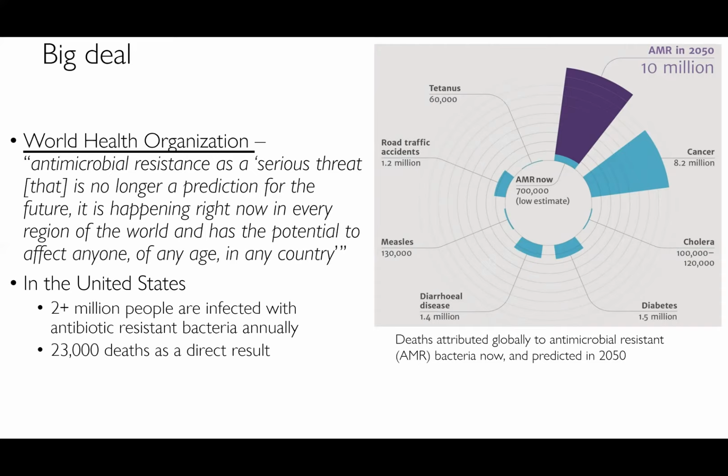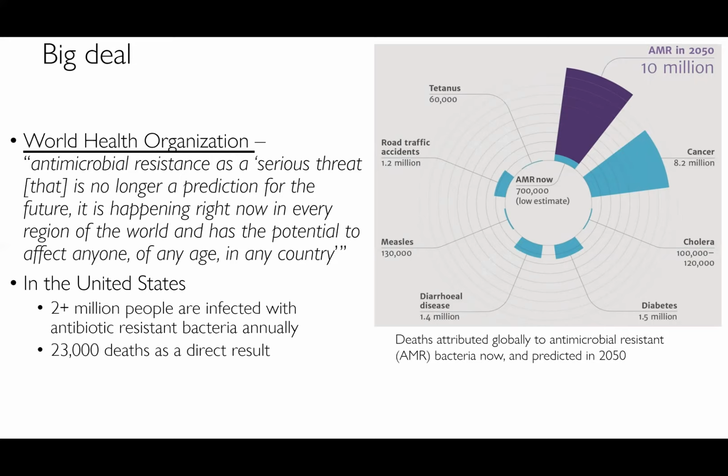So just to put this in perspective, last year in the United States, we had 2 million plus people infected with antibiotic resistant bacteria annually. And of those 2 million, 23,000 people died as a direct result. That's about a 1 in 100 chance of dying if you get infected with antibiotic resistant bacteria. That's not good. 1% is not good.